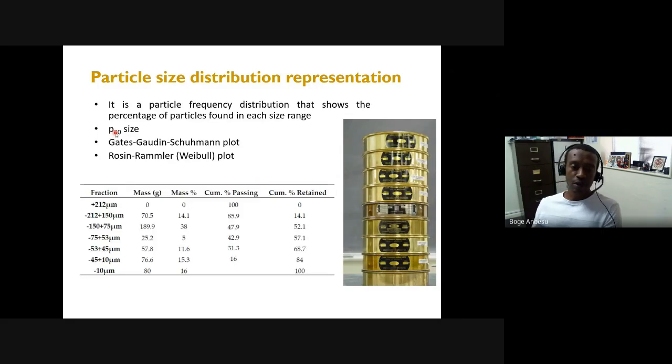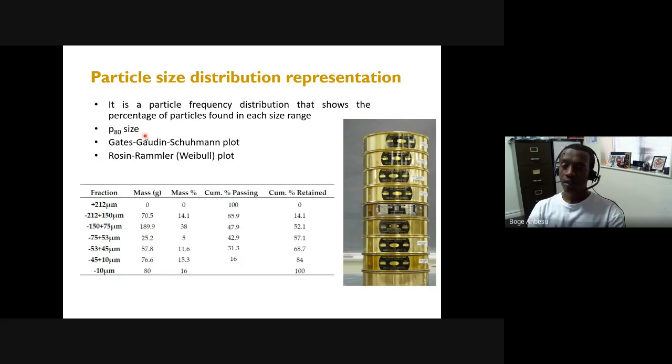And probably one of the standard figures that people use after sieving is the P80, or the 80% passing size. So after you do your sieving for particle size distribution, you might be asked to determine the P80 size, or the 80% passing size. Maybe that figure is then used as a standard throughout the plant to control either the grinding efficiency or what goes to the next stage of processing.